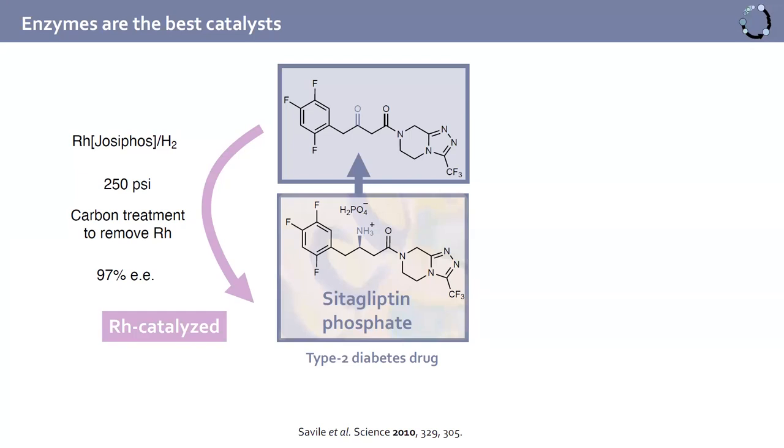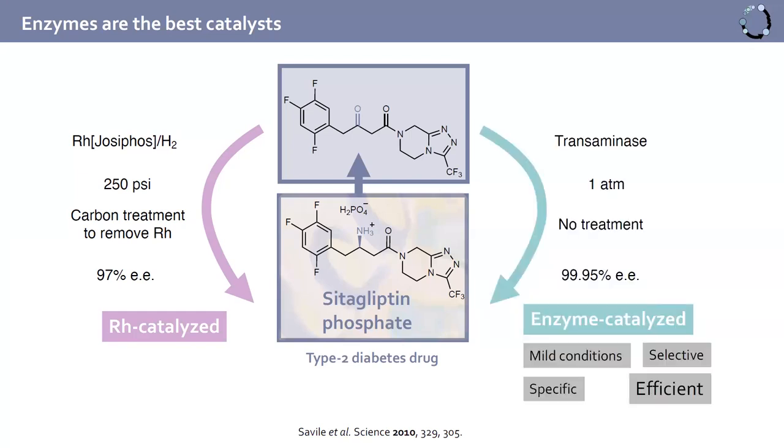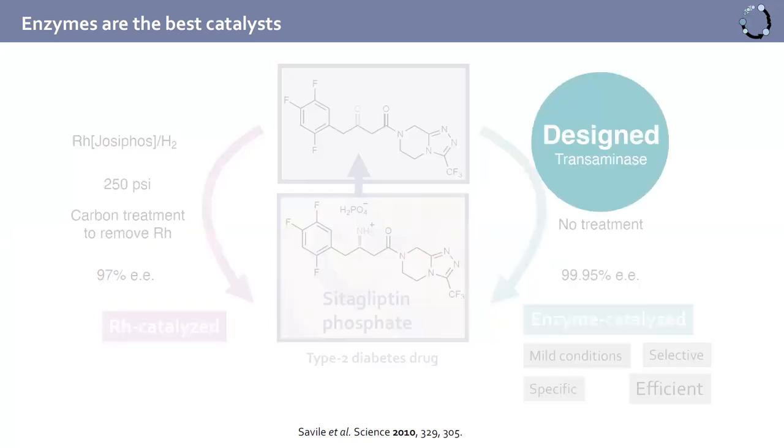However, this whole route was replaced by an enzyme, by a transaminase. And this transaminase was operating on low pressures, with no treatment for purification, and was providing the chiral amine in 99.95% EE. So the whole route was operating under very mild conditions, was efficient, specific, selective. And so that's one of the nice examples of the power of biocatalysis. What I did not say is that this transaminase is not natural. Instead, it had to be designed to actually accept such a bulky D ketone.